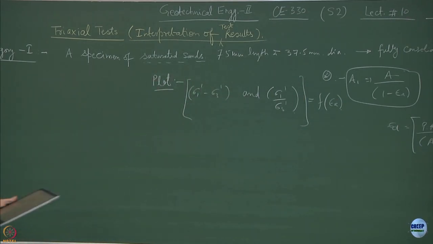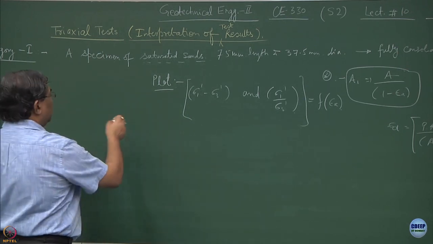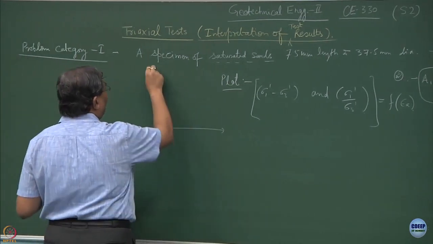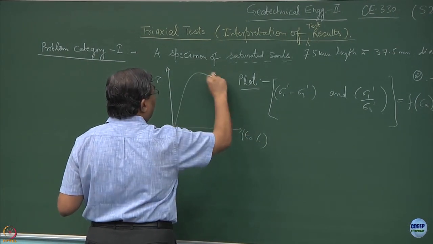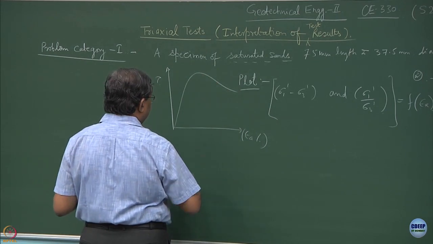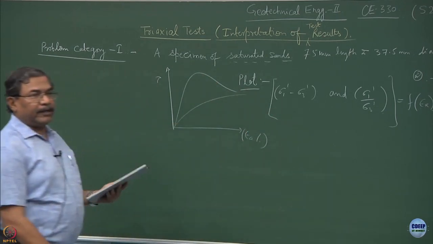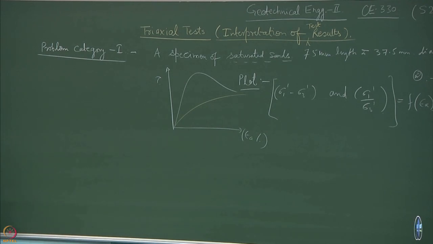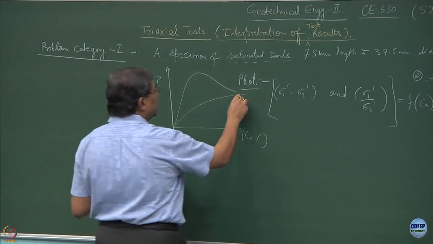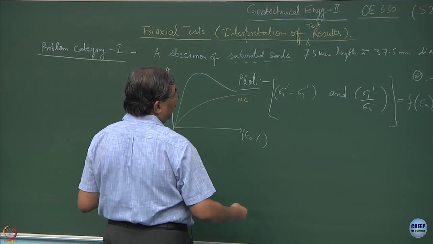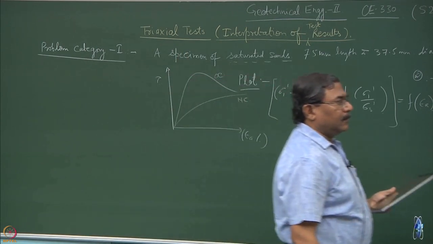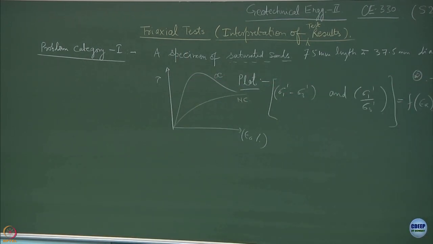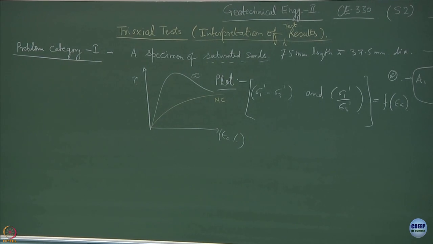Why are we doing this? We are trying to do this because if I know the tau versus epsilon A response, or if it is like this, I can classify the soil, clear. So, this becomes an NC response, and this becomes an OC response. So, what I have done, I have established the material by doing the triaxial test, very simple example, okay.